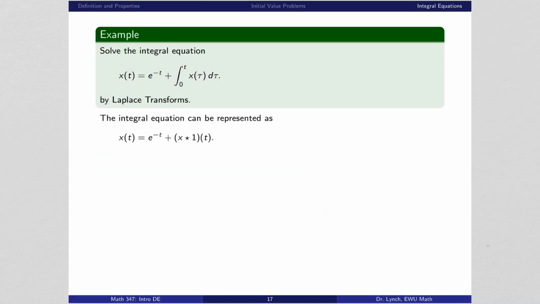So here's an example that illustrates that. Let's go ahead and solve this integral equation. X is e to the minus t plus the integral from 0 to t of x of tau d tau. Okay, so this doesn't look a whole lot like a convolution. It is. It turns out you can think about it as a convolution of x with 1.